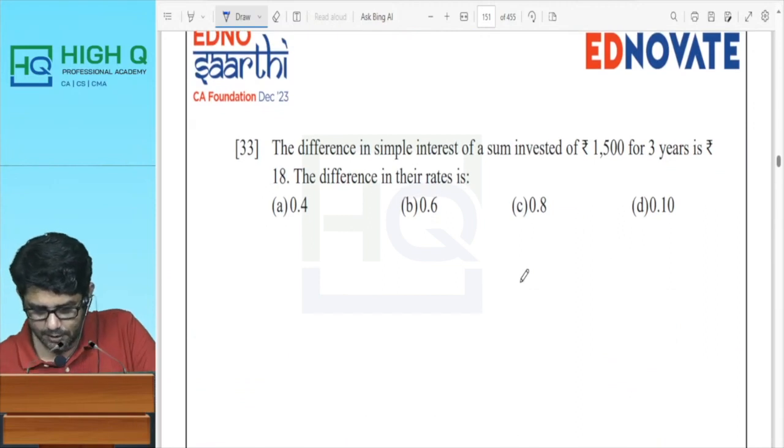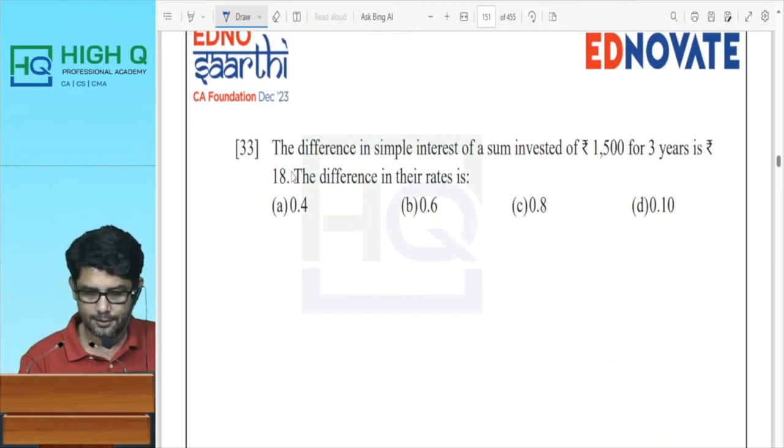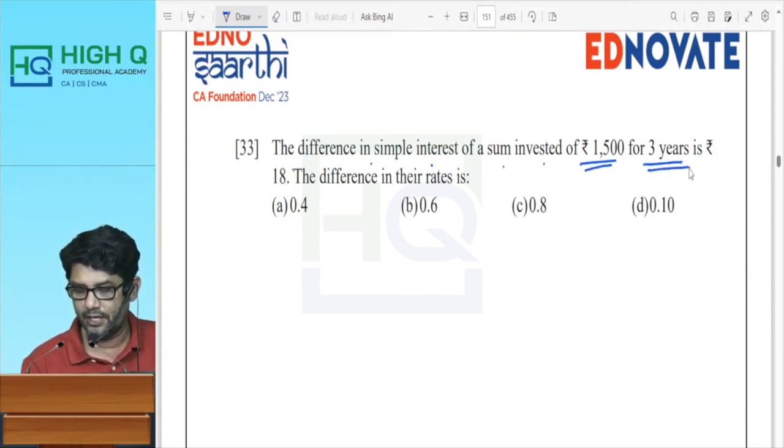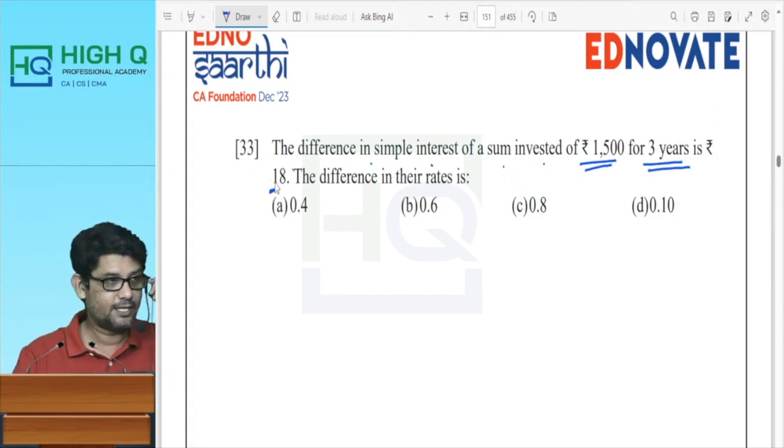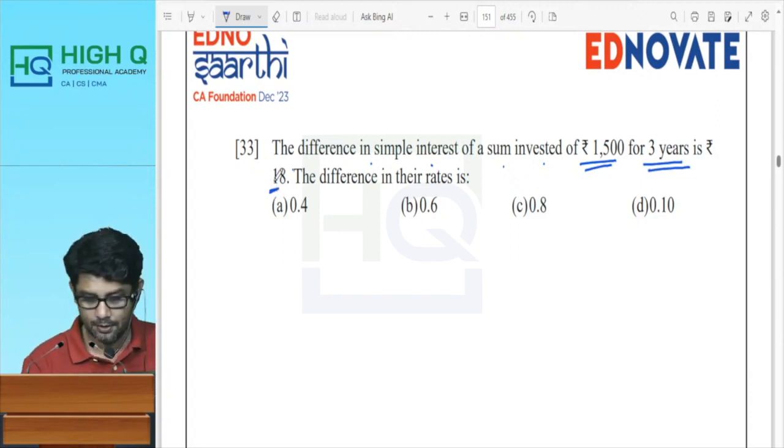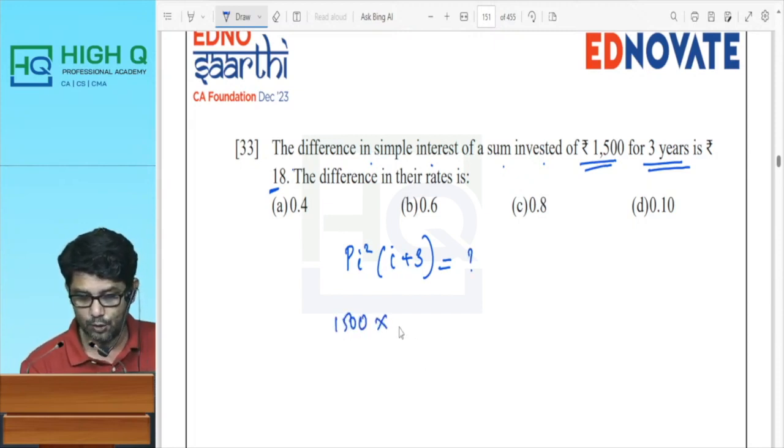Next. The difference in simple interest of a sum invested, 1,500 rupees for 3 years, is 18 rupees. The difference in their rates. I think you know the trick formula. What is it? P into R square into 3 years... This is the formula. Okay. Now 1,500 into R square.